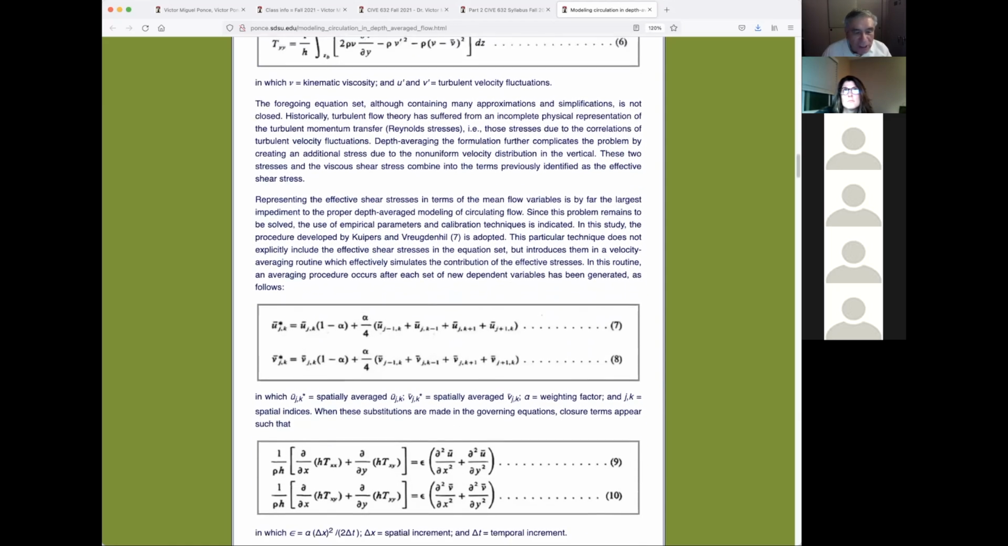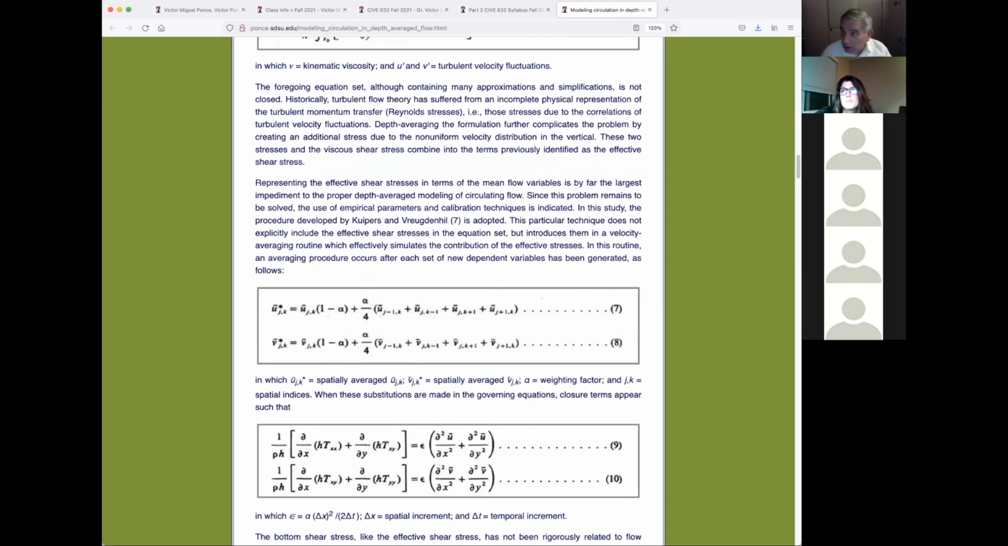So what people did at the time, and we actually borrowed from them, from the work of the Europeans, the work of basically Kuipers and Vreugdenhil, they developed this averaging routine. And we knew at the time that an averaging routine, all it does is introduce diffusion.